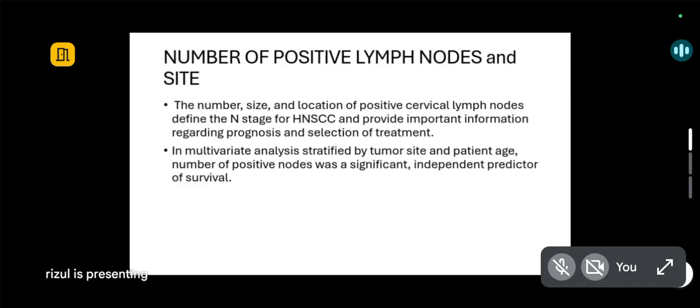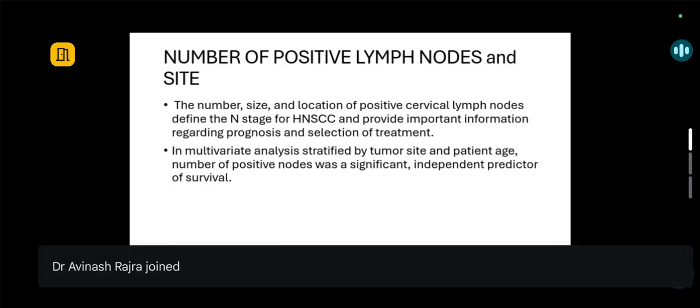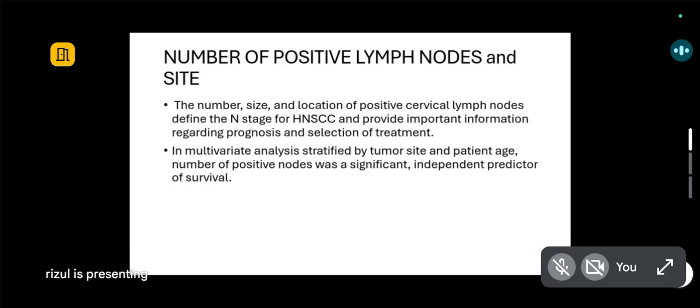Then another parameter is the number of positive lymph nodes and the site. The number, size, and location of positive cervical lymph nodes define the N stage, and it provides very important information regarding the prognosis. So in multivariate analysis, which included the tumor site and the patient age, the number of positive nodes is very significant and an independent predictor for survival.